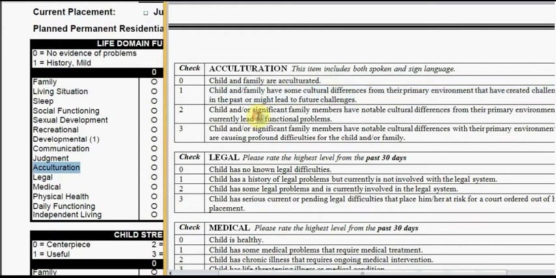In 2, the child and or significant family members have notable cultural differences from the primary environment that currently lead to functional problems. And in 3, the child and or significant family members have notable cultural differences with their primary environment that are causing profound difficulties for the child and or family.